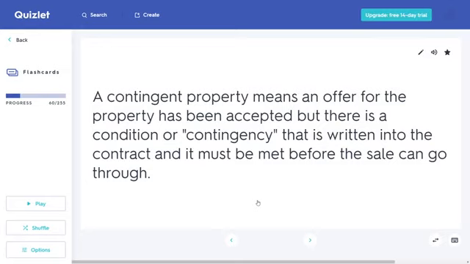So maybe it'll be written in there that the appraisal comes back and they don't find any issues, or maybe an inspection contingency, things like that. So basically, they're written into the contract that these things must happen before the sale can go through. That's basically what a contingency is, and to flip that, that's also what contingent property is. So, if you're looking on the MLS or on a site like Zillow and you see contingent property, that just means an offer was accepted, but they're waiting for one of these contingencies to be handled. So that's what contingent property is.